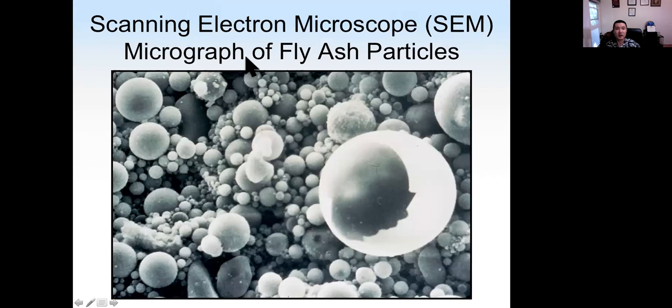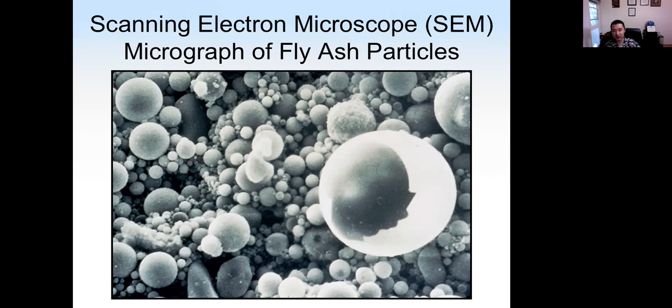So here is the scanning electron microscope picture for fly ash. As we can see, most of the particles are spherical in shape. Some of the particles are hollow inside, some empty space in the fly ash. The average diameter for fly ash is around 10 to 15 micrometers. Okay, and because the shape of fly ash is almost perfectly spherical.